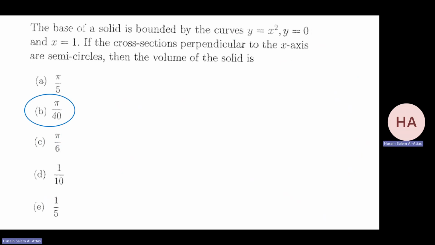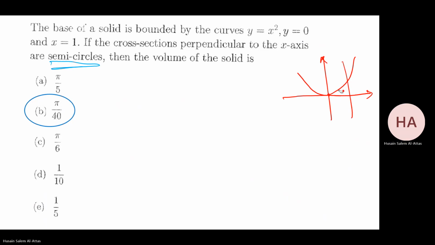The base of the cell is obtained by the curve, semicircle. This is semicircle. Okay, so I need to deal with the base. What is the base? I have y equals x squared, y equals 0, which is the x-axis, and x equals 1. So I'm talking about this region. So it is my base, and I want it perpendicular to the x-axis.